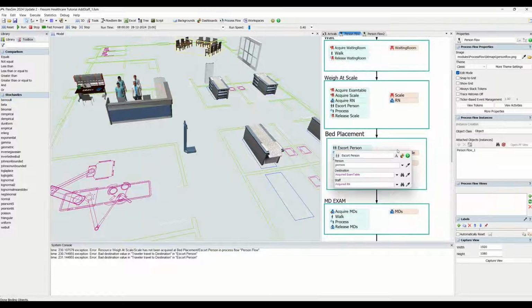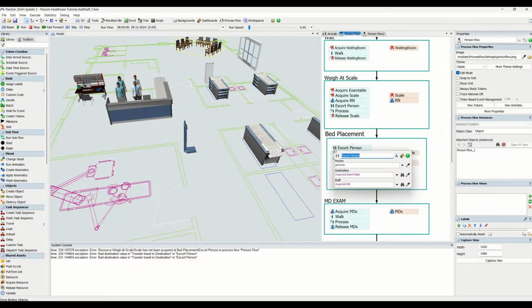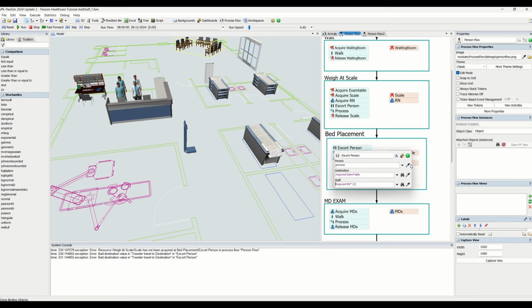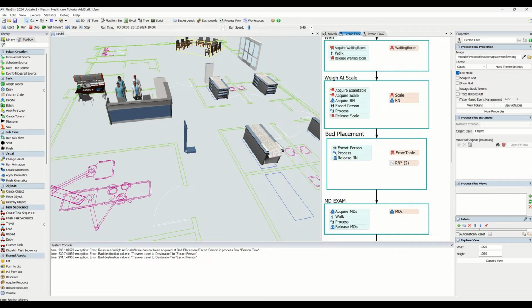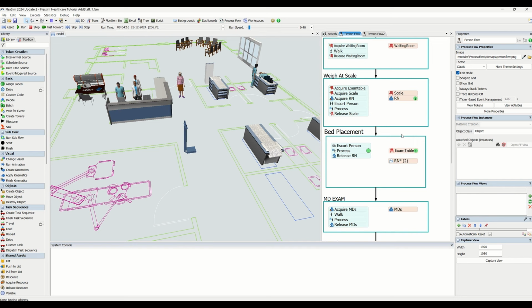We need to go to the acquired examination table, right? And the acquired RN is what the person is going to be? No, it is supposed to be this acquired RN2. The references are wrong, and hence we are going to have these errors. Saving the simulation model, running it again, the door opens, our person comes in. Okay, here comes the person, does his entries, comes to the weighing scale. Oh, now great. Now the person has gone to our bed, right? And the processing has been done.